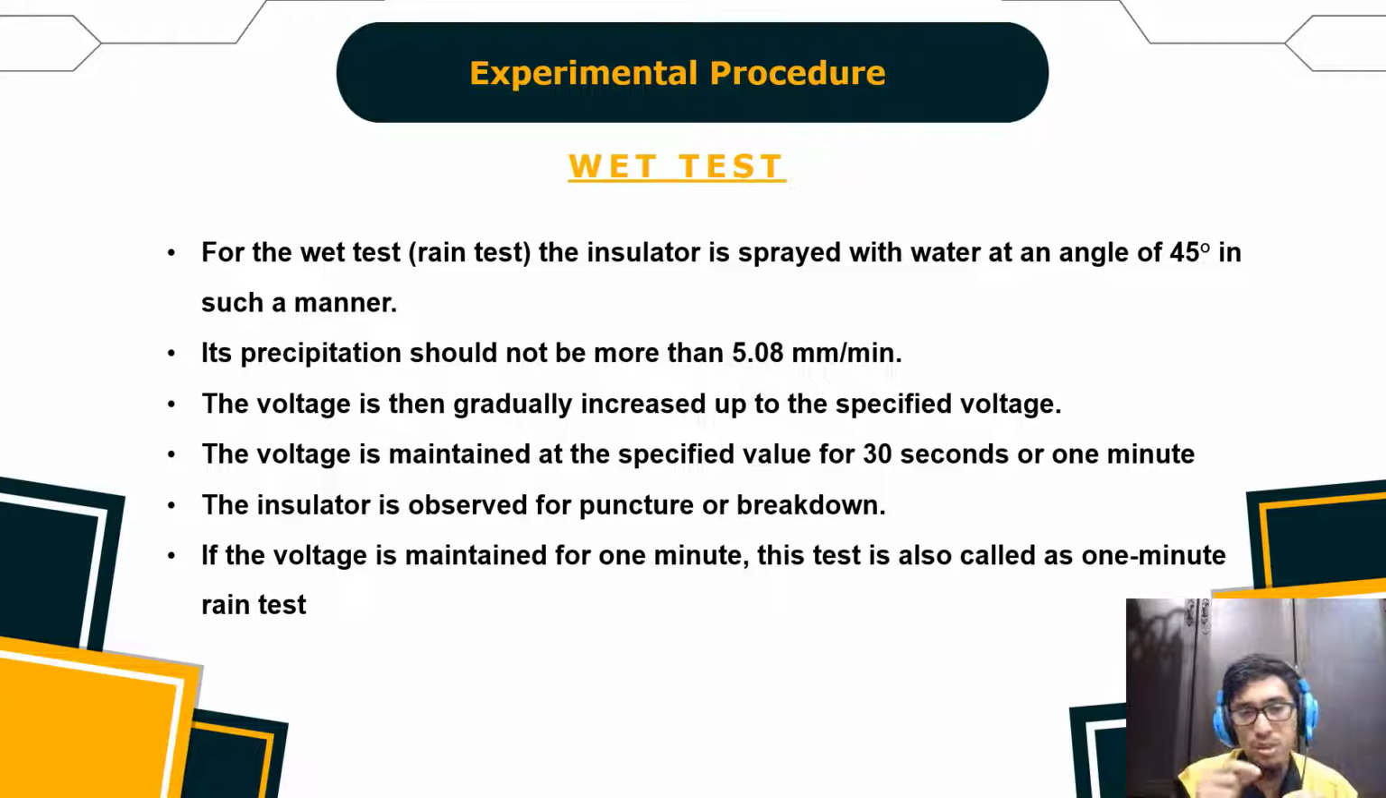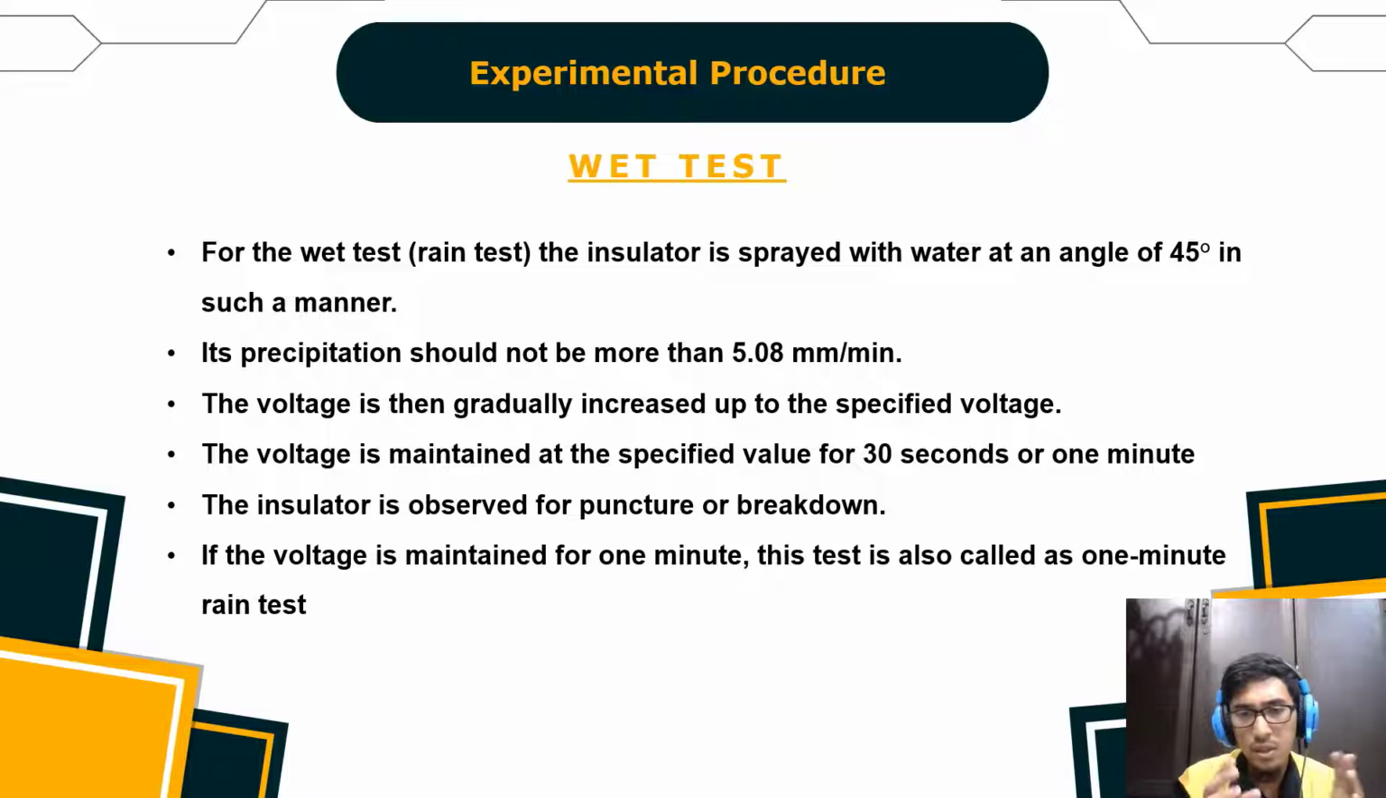When the voltage is increased, the time will be maintained for either 30 seconds or 1 minute, and then the insulator will be observed for puncture or breakdown. The voltage is maintained for 1 minute. This test is also called the 1 minute rain test. As you can see, there are two types of time, which is 30 seconds or 1 minute.